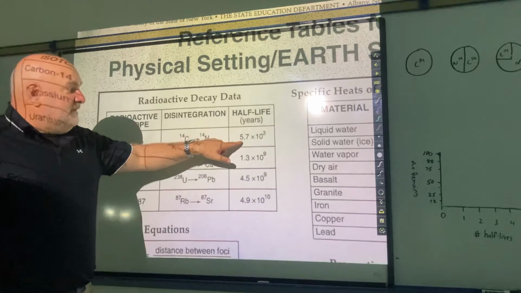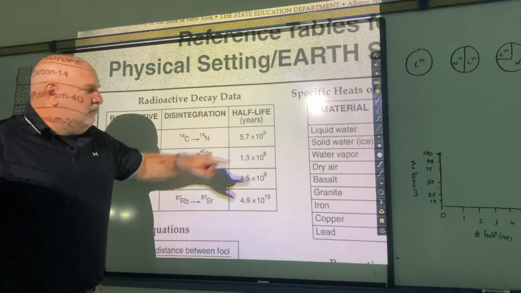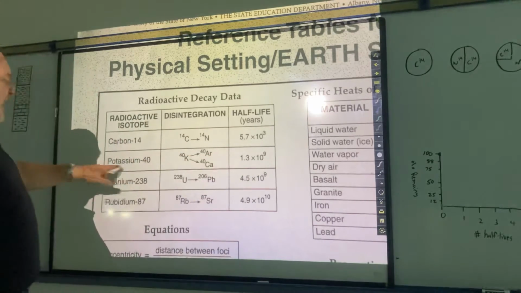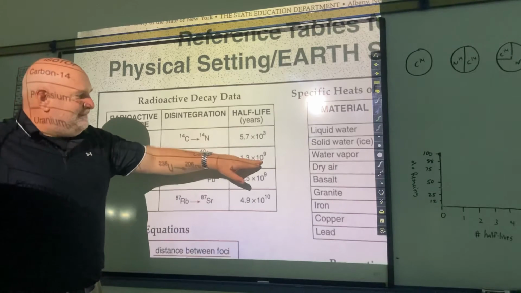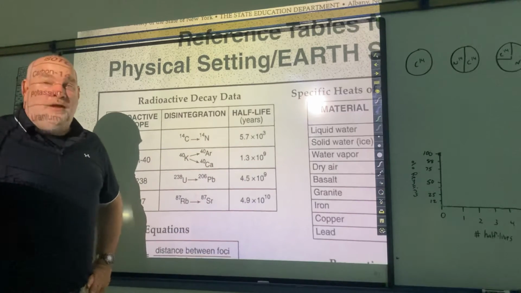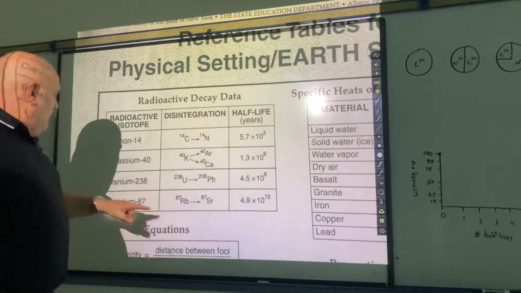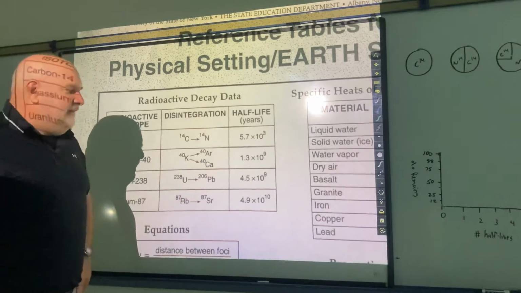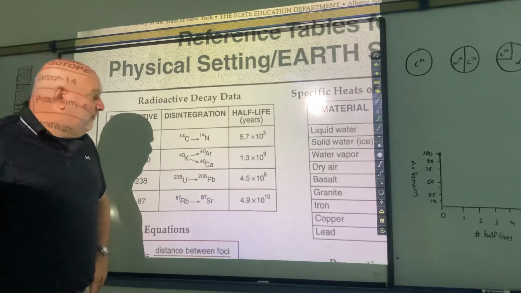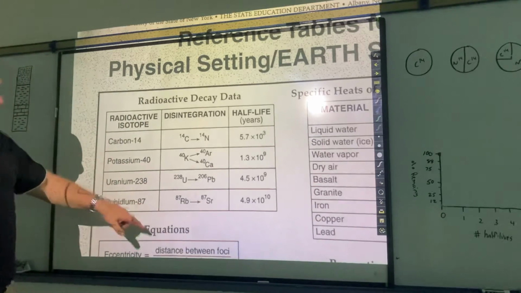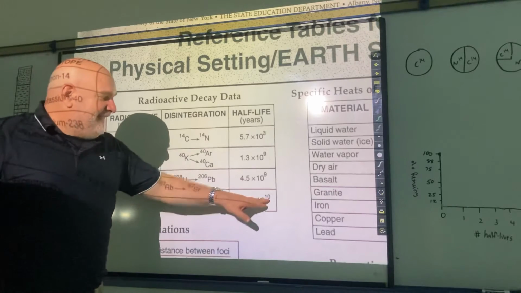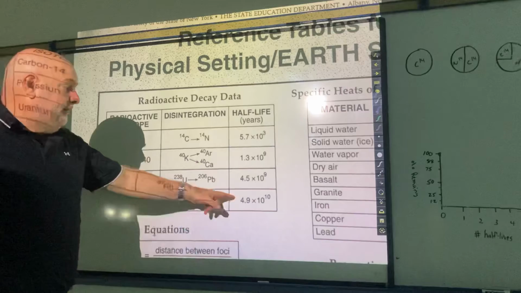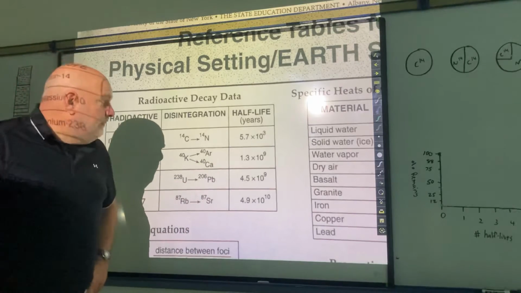So for carbon-14, 5.7 times 10 to the 3, that's 5,700 years. For potassium-40, 1.3 times 10 to the 9, that's 1.3 billion years. For uranium-238, 4.5 times 10 to the 9, that's 4.5 billion years. And then rubidium-87, 4.9 times 10 to the 10, that's 49 billion years. That has a really, really long half-life.